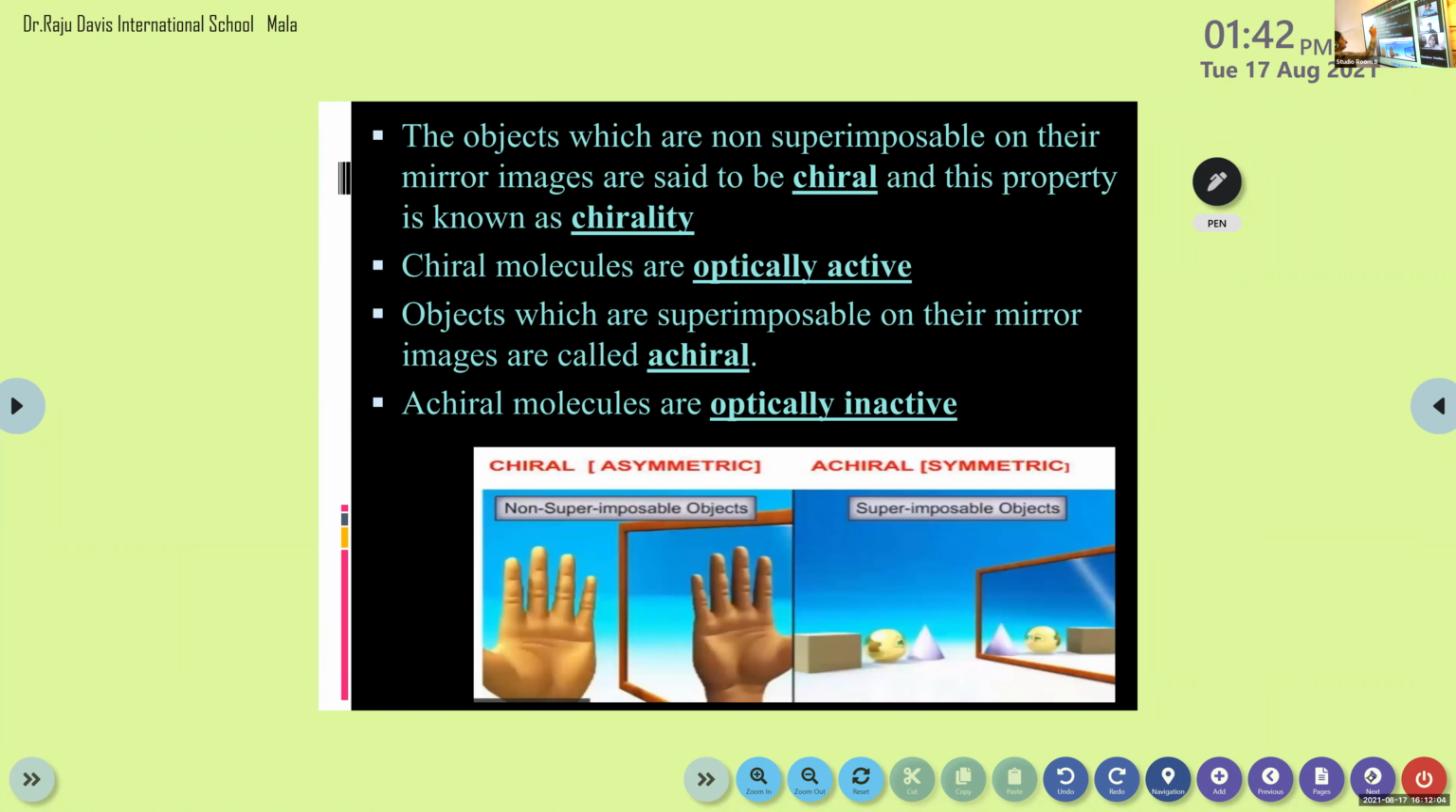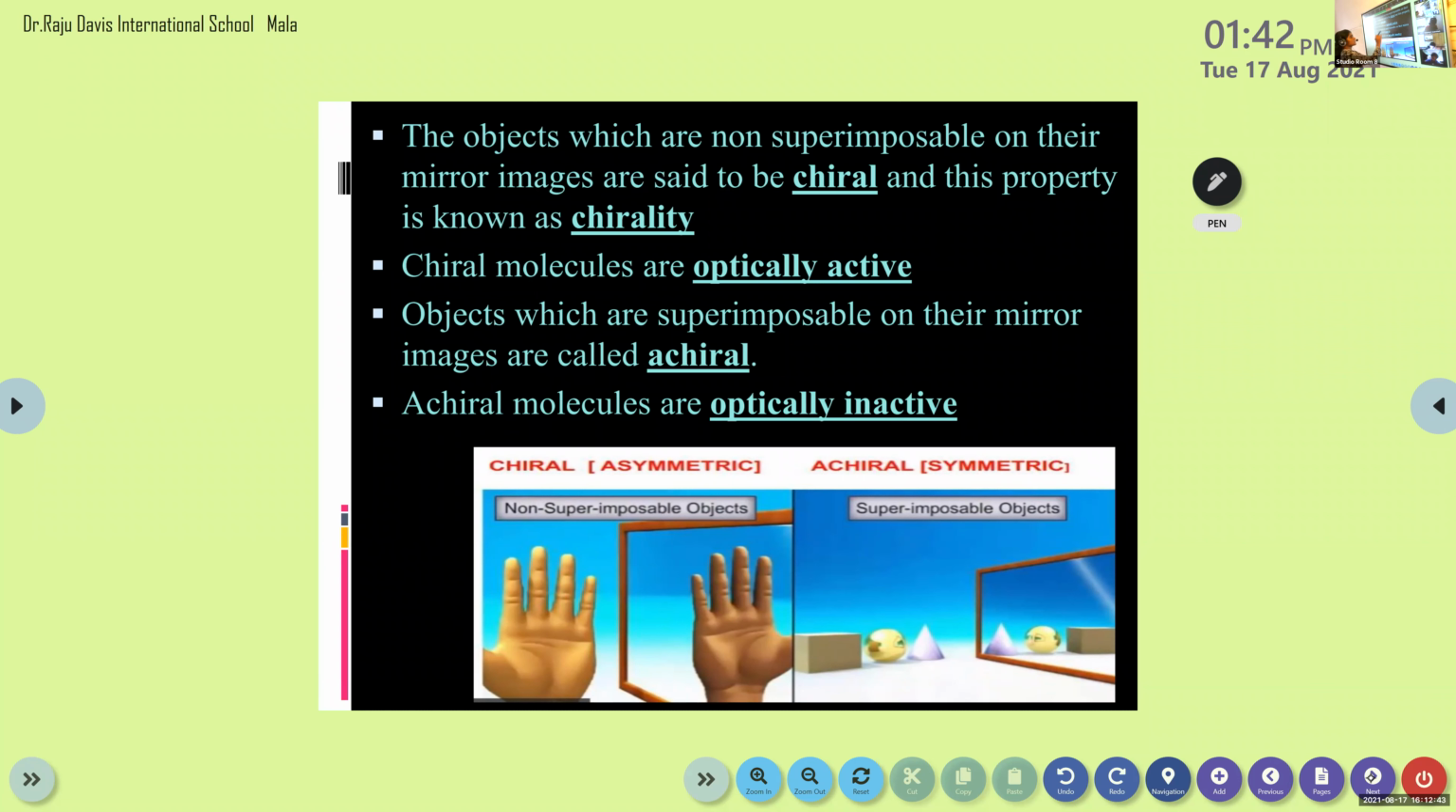Then the objects which are non-superimposable on their mirror images are said to be chiral molecules, and this property is known as chirality. Chiral molecules are optically active because they have non-superimposable mirror images.